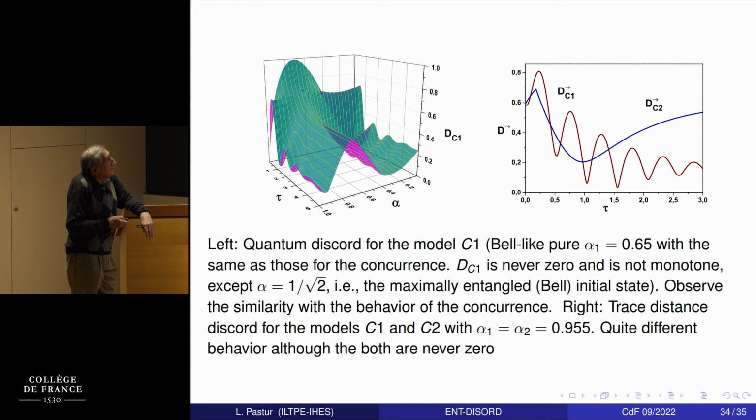And the last slide to show you, again, discord. It's a roughly three-dimensional picture. You have a lot of behavior. And there is one more thing. Discord is too complicated. People invented a simpler quantity, which is called geometric discord, which is simpler to calculate. And you see, again, a lot of possibilities to behave.